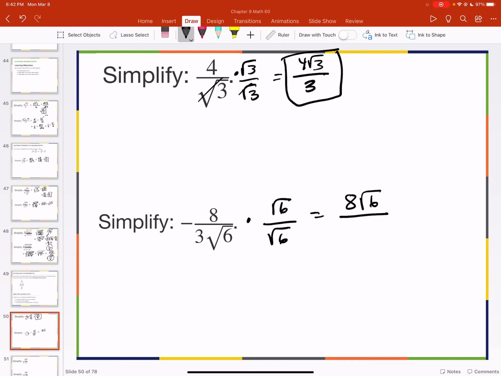top, negative, of course. And then on the bottom, you have 3 times 6, right? And that's going to be 18, okay? 3 times 6 is 18. And you can reduce top and bottom by 2, so that becomes 4 over 9. So this is negative 4 root 6 over 9.